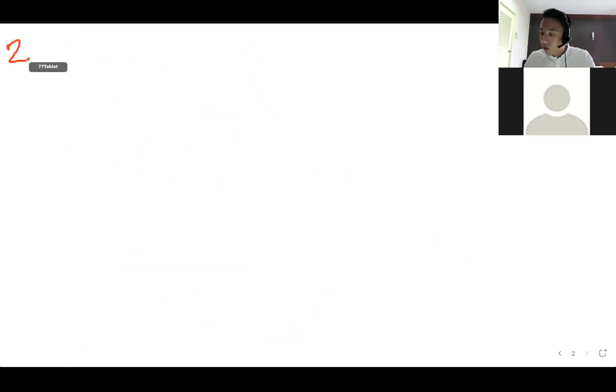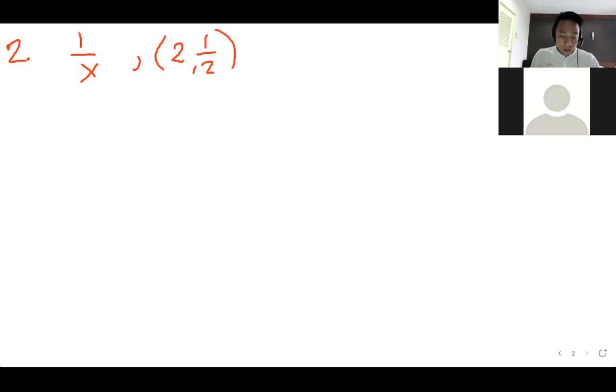Our number 2 is we have 1 over x, correct, as our equation. And we have the line, which is 2 and 1/2. Right? Okay. Now, so we will put now those equations given to our formula. So I will put limit x approaching a. Our a is 2. Correct?